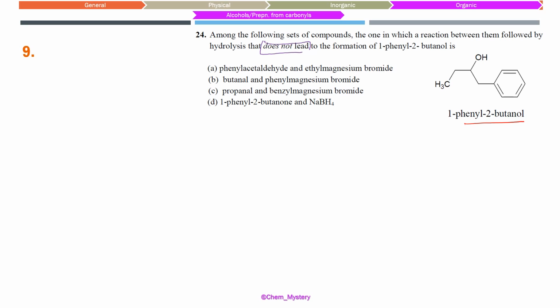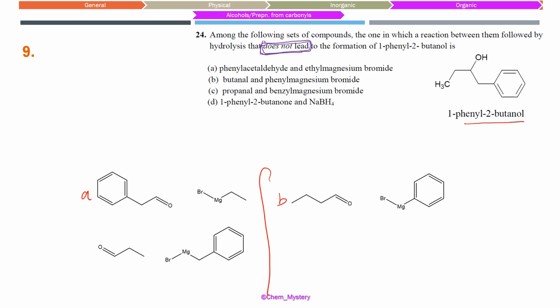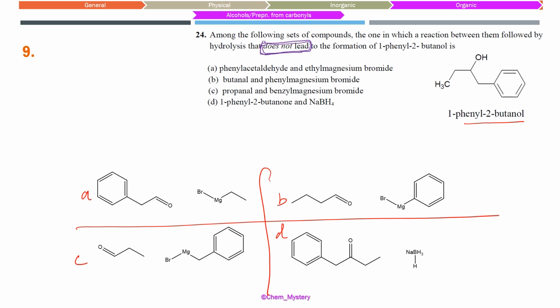See, the compounds we have been given, the first pair is phenyl acetaldehyde and ethyl magnesium bromide. That's option A, and this is from option B. Then here we have compounds from option C, and here we have compounds from option D. Now we had to see in which case this is happening. The correct answer over here is, A is giving, C is giving, D is giving. The only option which is not giving was B. B is not going to give this compound, that's going to give you something else.